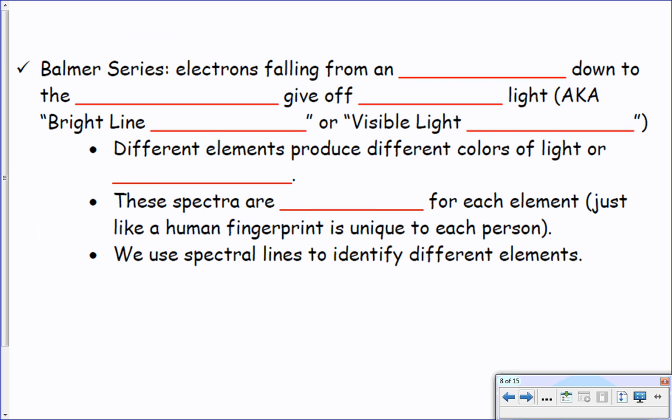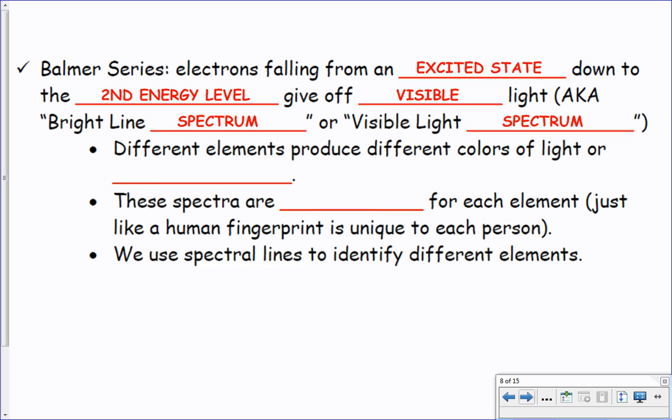What we've come up with was Mr. Balmer. The electrons falling from an excited state down to the second energy level give off visible light known as the bright line spectrum or visible light spectrum, right? Roy G. Biv, the rainbow. Different elements are going to produce different light spectra. The spectra is unique, so it's going to work like a fingerprint, and I can use that to identify the different elements.